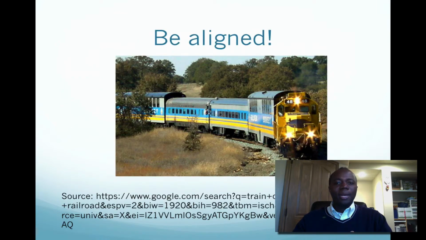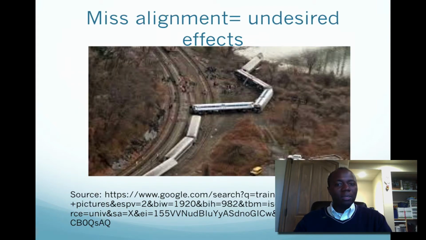Now, why do we need alignment? It's like a train. I'll give an analogy of a train. If the train is not aligned to its tracks, there will be undesired consequences or effects. There will be accidents. As bad as this looks, our results might be similar to a train going off its tracks if our strategy as instructional designers is not aligned to organizational strategies. Luckily for us, it's not an issue of life and death, although it could, depending on what you're designing.